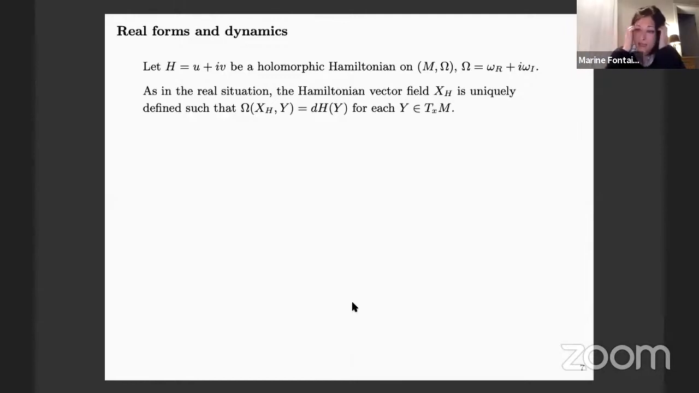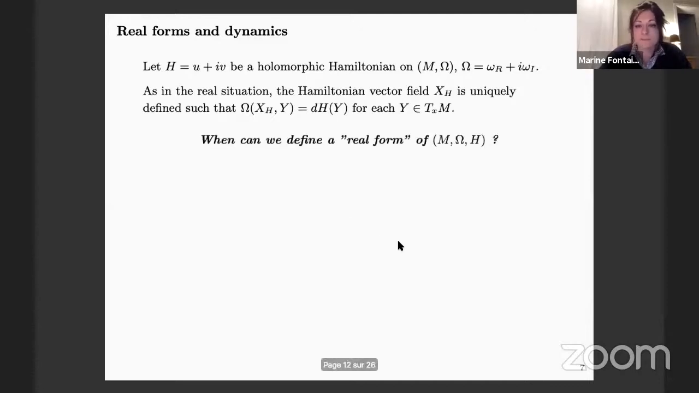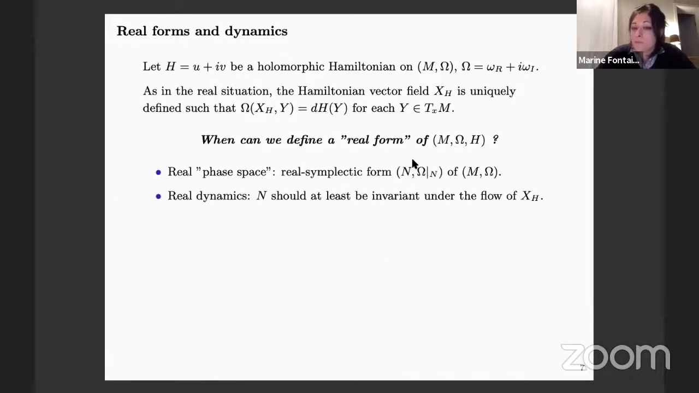So we are interested, how does that behave with respect to dynamics? If you take a Hamiltonian which is holomorphic, there's no surprise, it works the same way as in the real case. You can define a holomorphic Hamiltonian vector field. And what would we call a real form of a holomorphic Hamiltonian system? Well, for the phase space, you will take a symplectic real form, N, and the restriction is purely real.